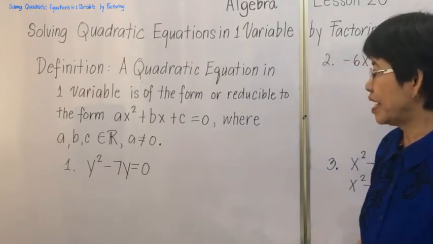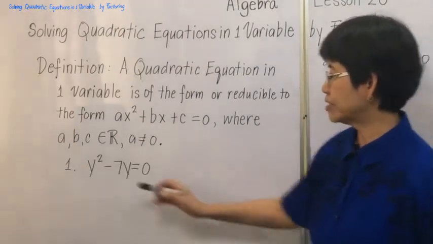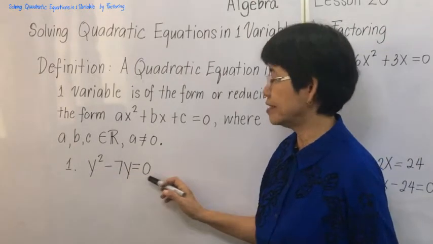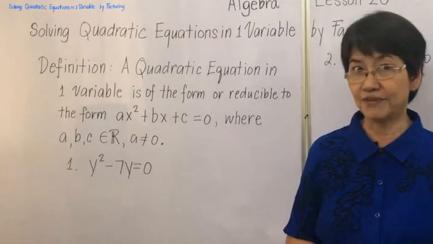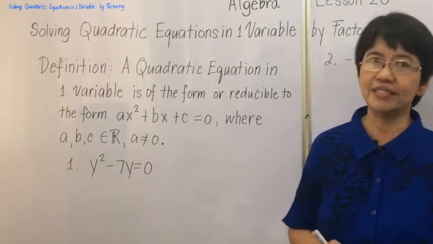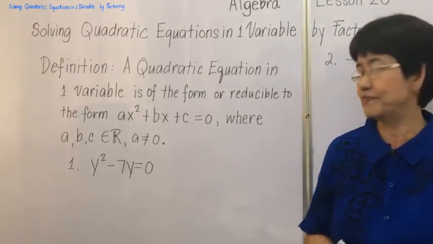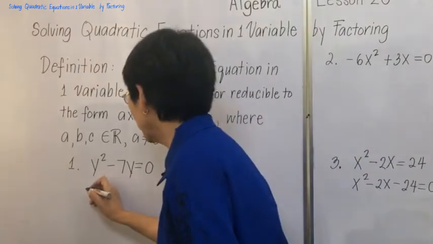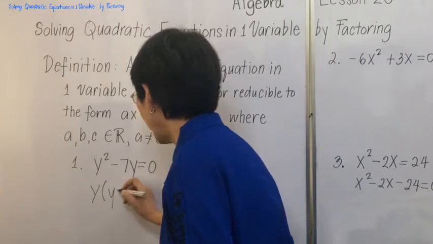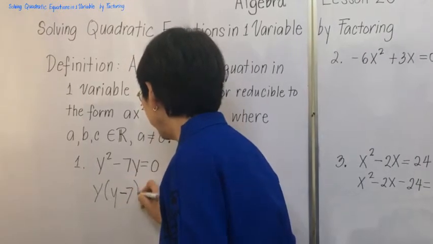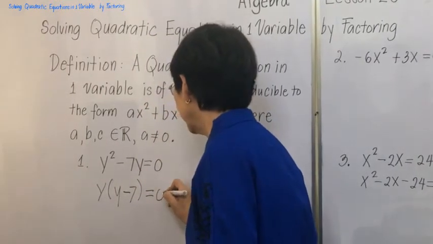Example number 1: y² − 7y = 0. The left side of the equation is factorable. So we find the common monomial factor. So we have y(y − 7) = 0.